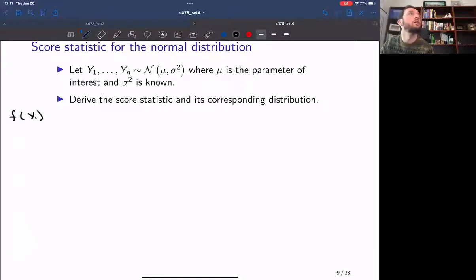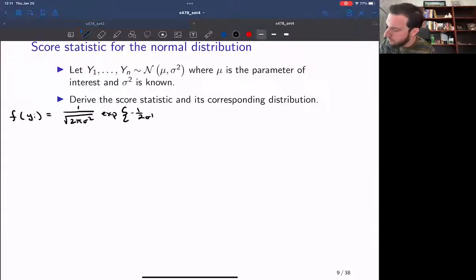f of yi is equal to 1 over the square root of 2 pi sigma squared multiplied by exp of -1 over 2 sigma squared (xi minus mu) squared. Okay. And then we've worked through this before.